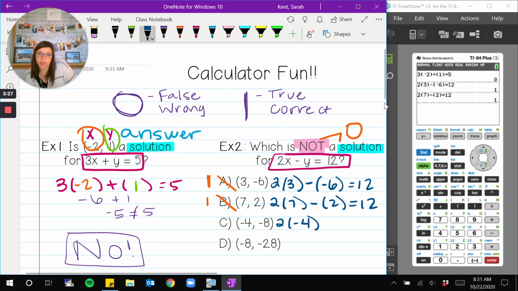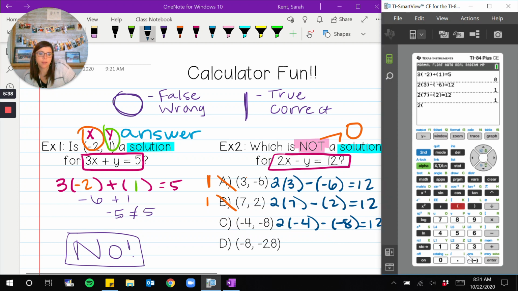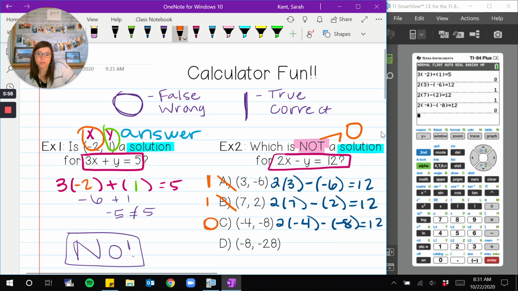Letter C: 2 times negative 4 minus negative 8 equals 12. I type in what I see. 2 times negative 4 minus negative 8. Second math to get my equals. 12, I'll press enter. This time it gave me 0. So this one might be my answer, but let's check D, just to make sure.